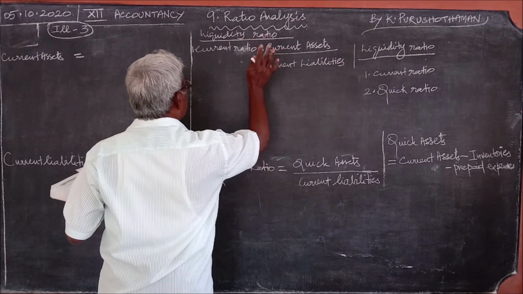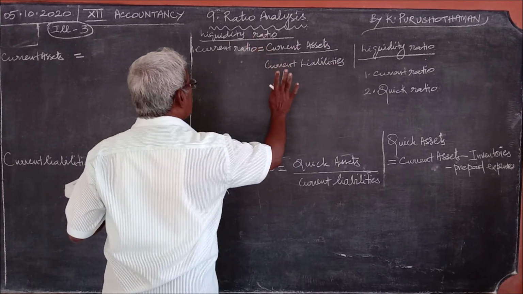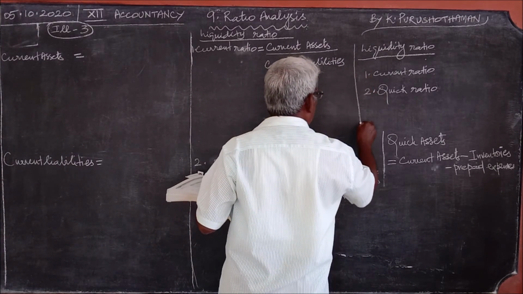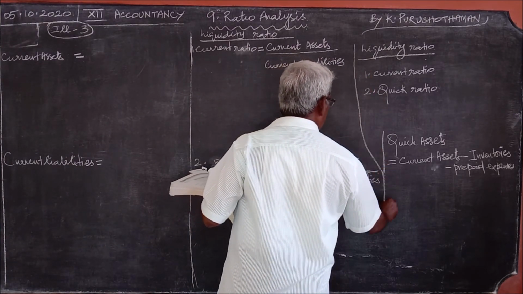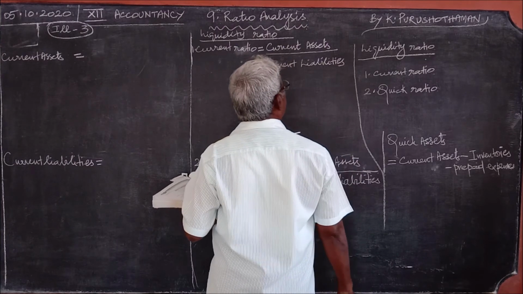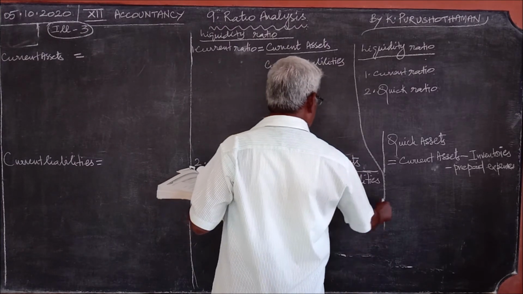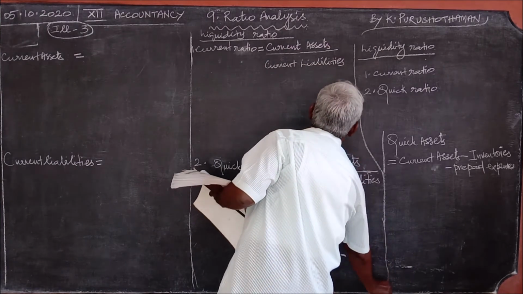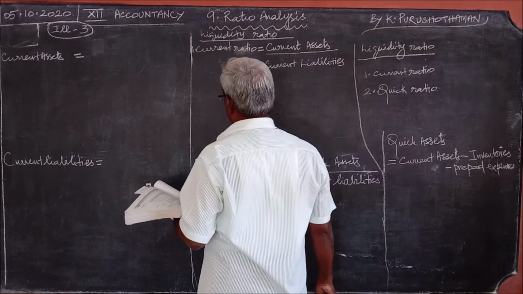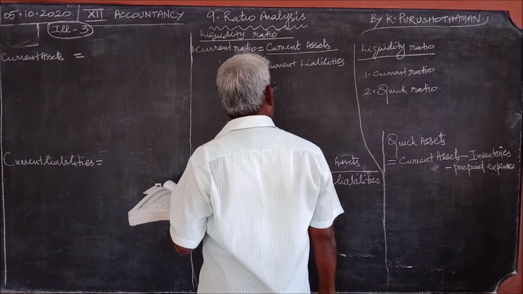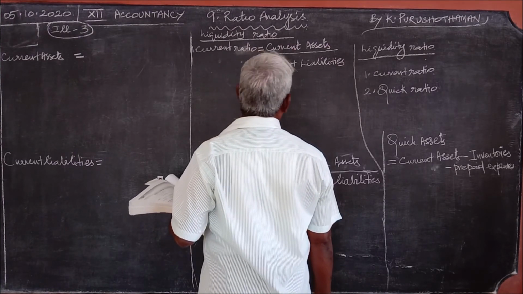So, you should remember when you are asked to find the different types of liquid ratios, or find the current ratio and the quick ratio. These are the 2 methods of asking this question. 1. Find different types of liquidity ratios, or find the current ratio and the quick ratio.